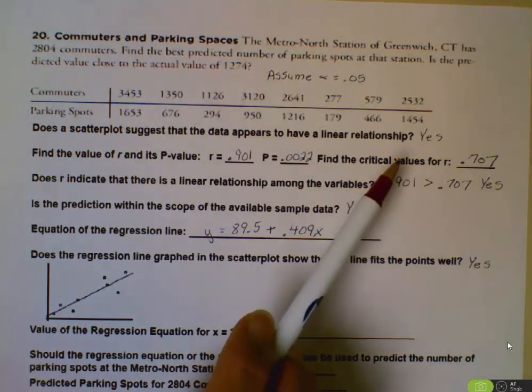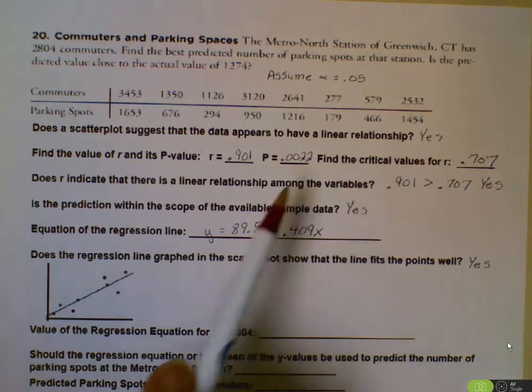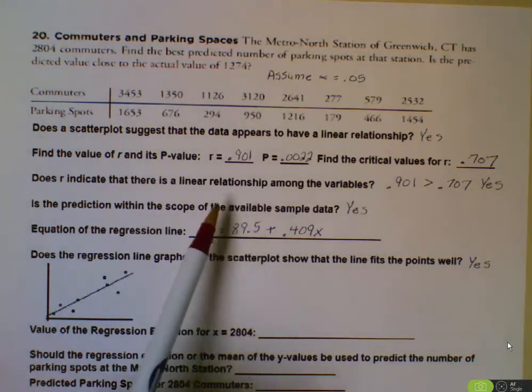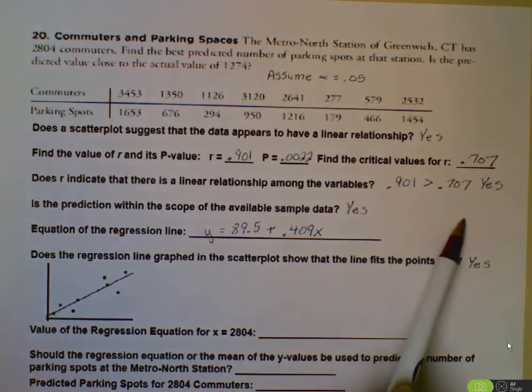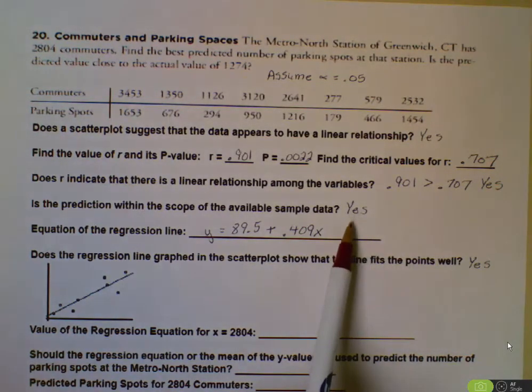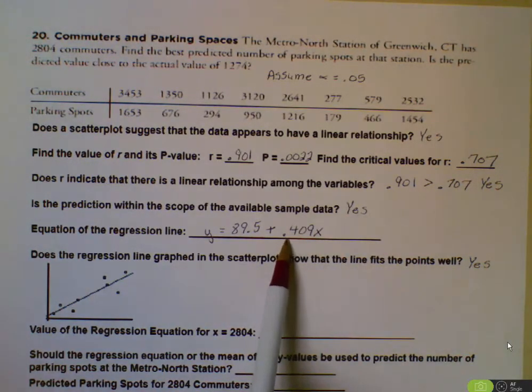And all of these questions that I've answered: yes, the scatter plot looks linear. Yes, the R value indicates that there is a linear correlation. My prediction is within the scope of the sample data, and the regression line fits the points well. All of those yeses mean that I can use the regression line to make my prediction.